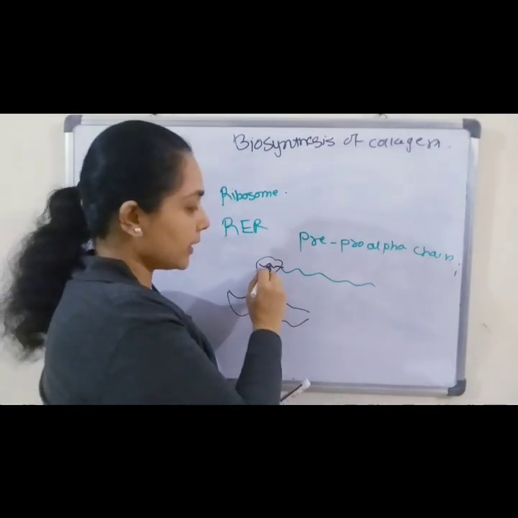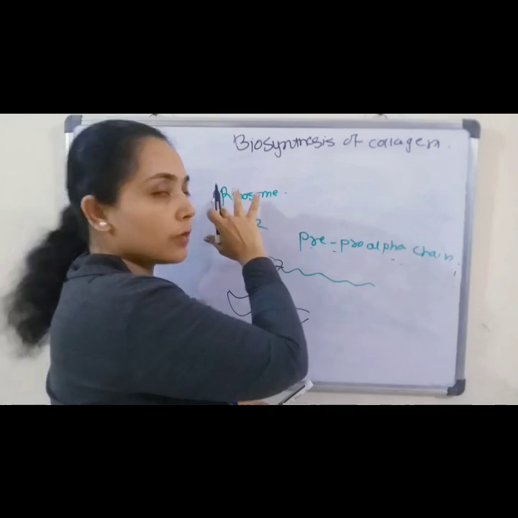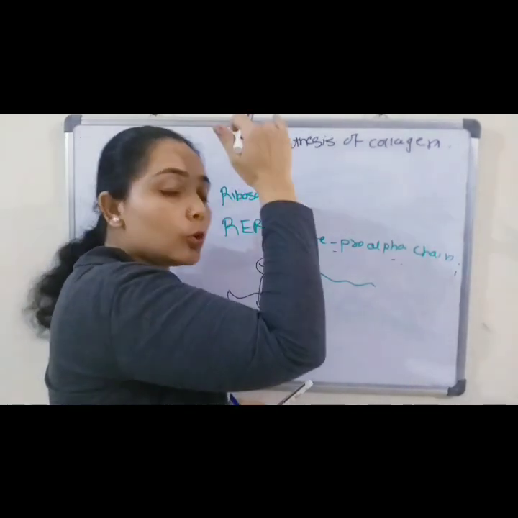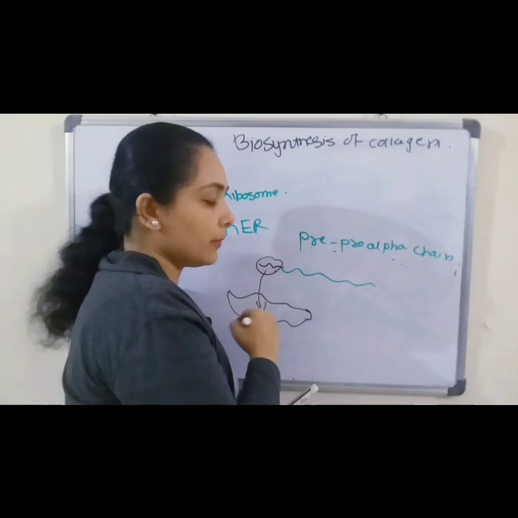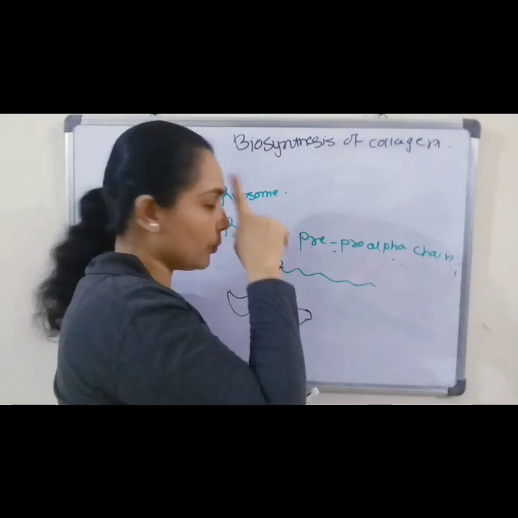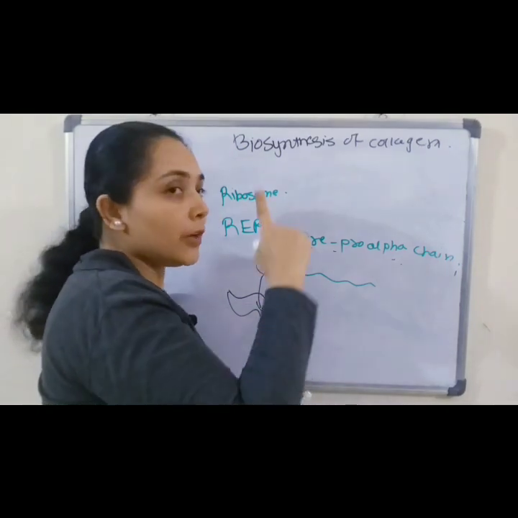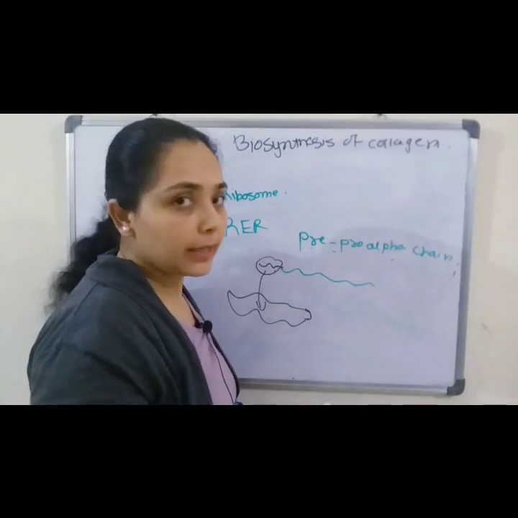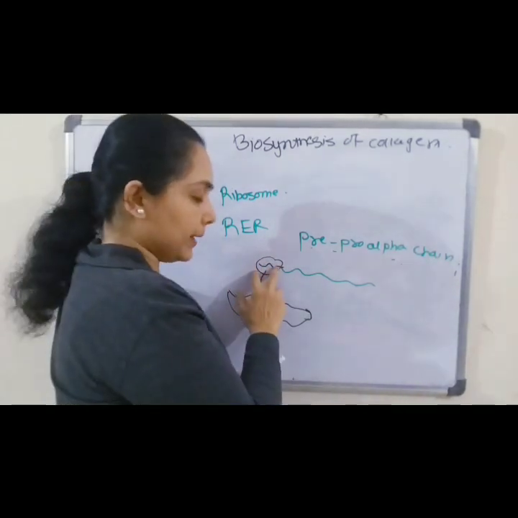Okay, this signal peptide will give the signal to this pre-pro alpha chain, which is formed on the ribosome, giving it the direction to come into the lumen of the rough endoplasmic reticulum, where the further modification will take place. This is also known as a signal peptide.